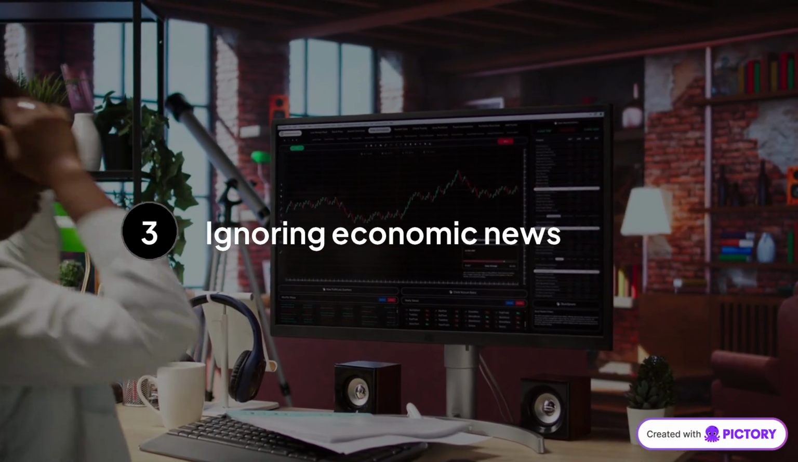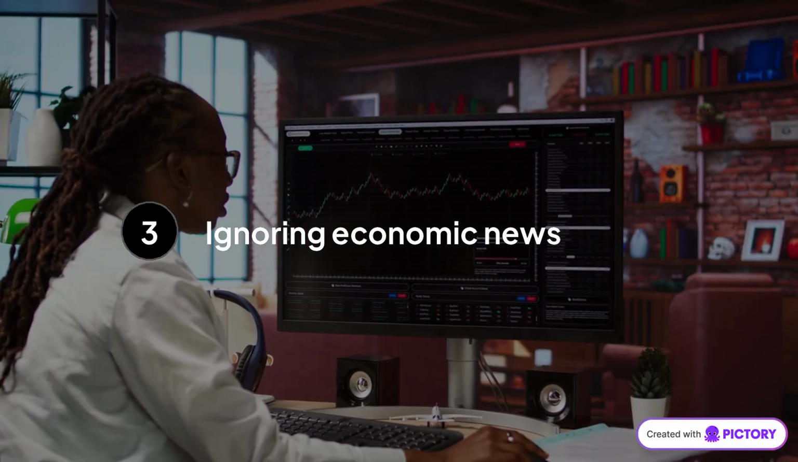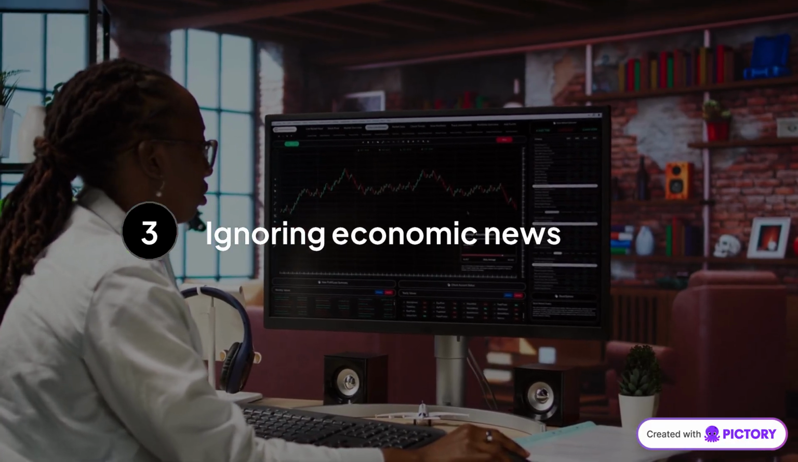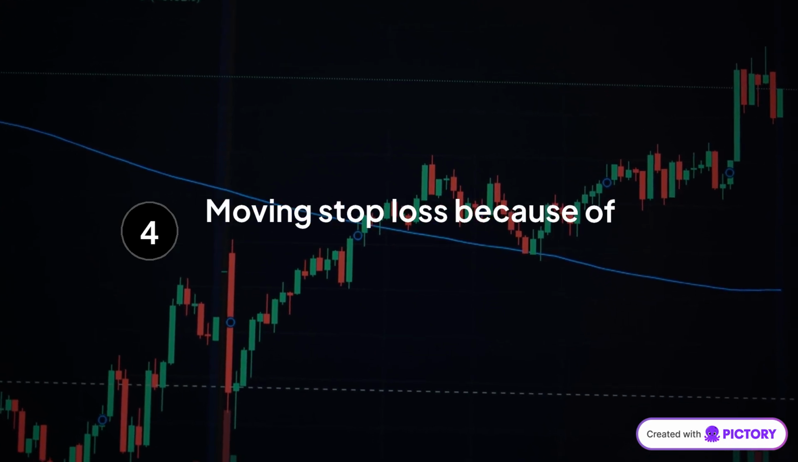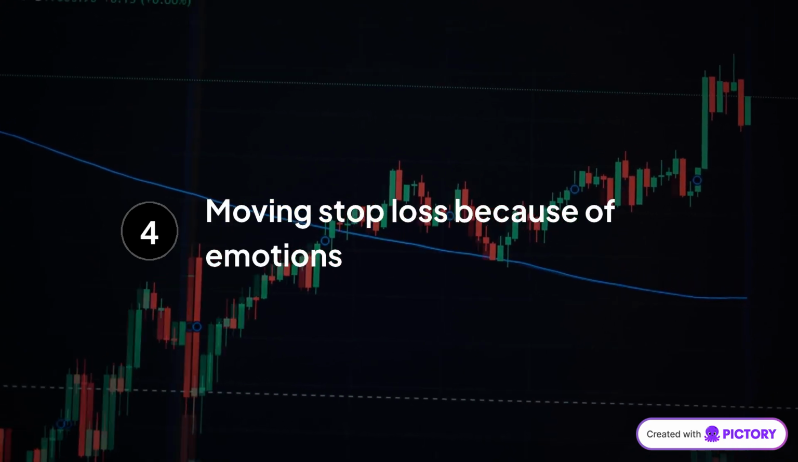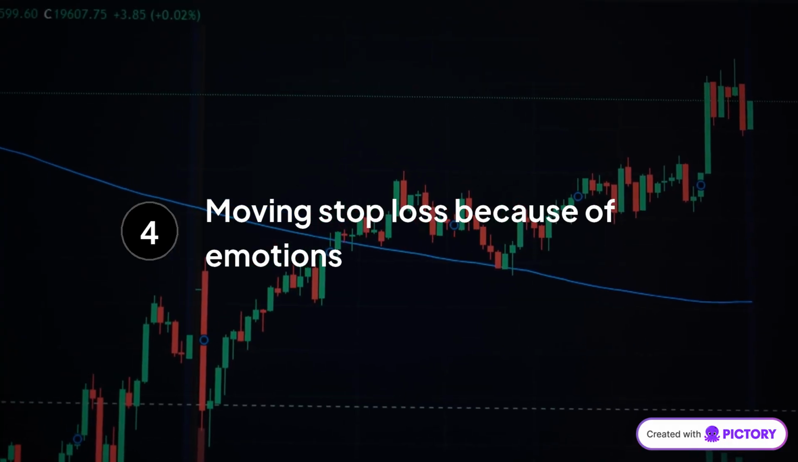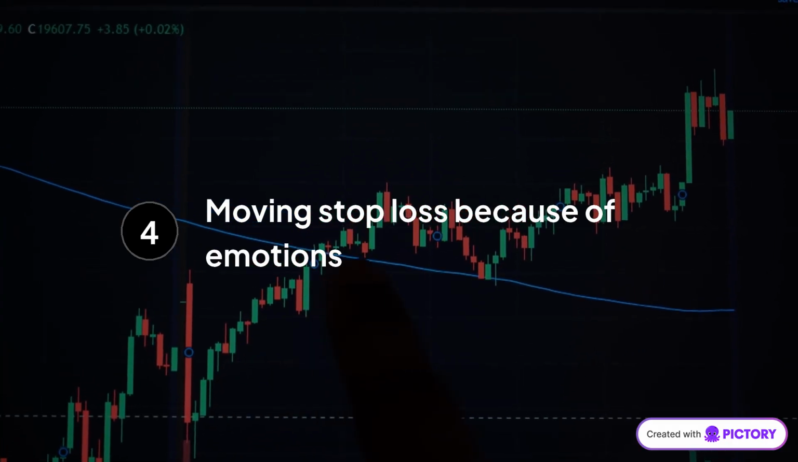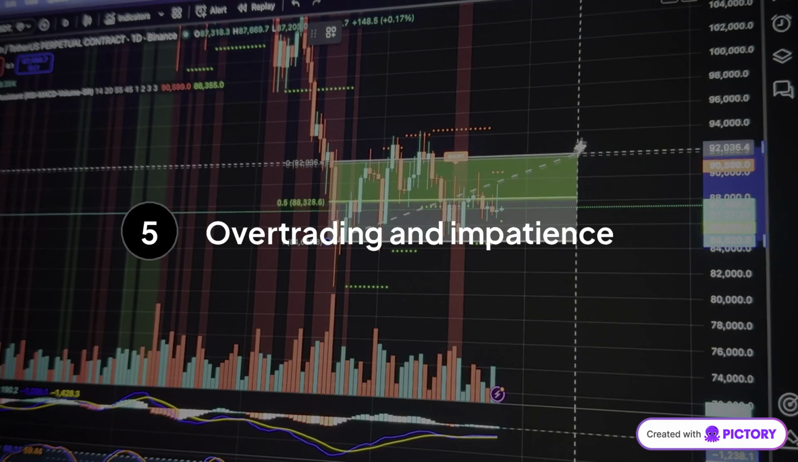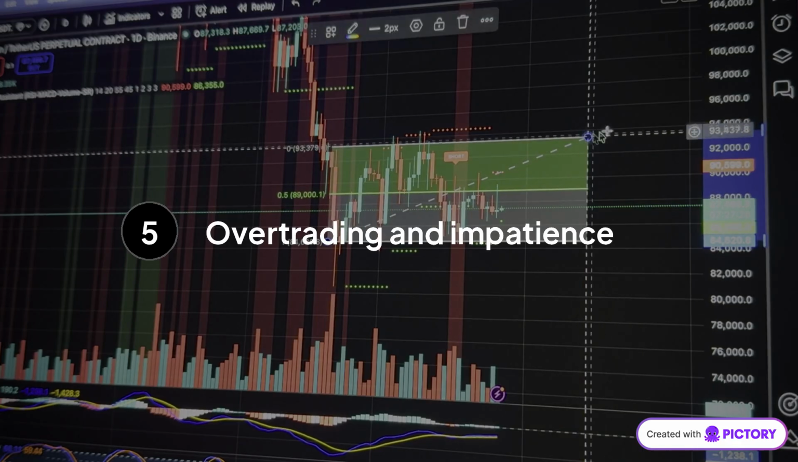Chapter 6. Simple gold trading strategy. Here's a simple strategy. Step 1. Open the 4-hour chart. Step 2. Identify the overall trend. Step 3. Draw support and resistance zones. Step 4. Wait for price confirmation using candlestick patterns.